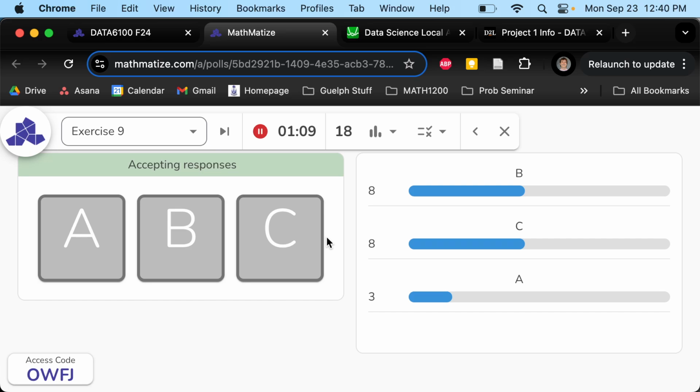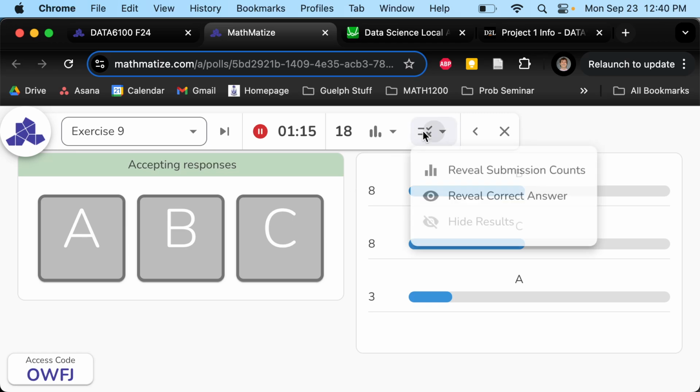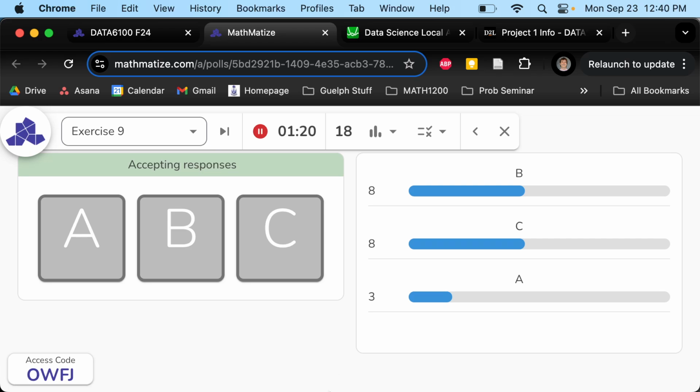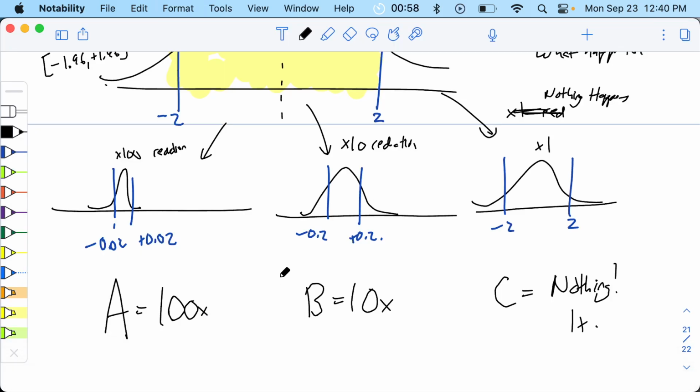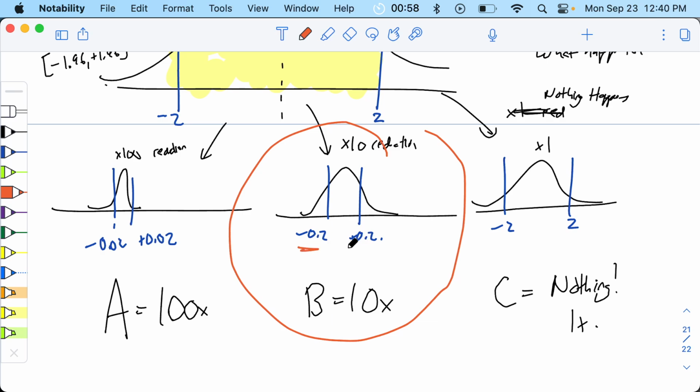What did people say? B and C are equally split. Some people think it's B. Some people think it's C. The correct answer. Oh, it doesn't know the correct answer because I just made this up now. The correct answer is B. So if you chose B, you got it right. It is a 10x reduction. The correct answer is negative 0.2 to plus 0.2.